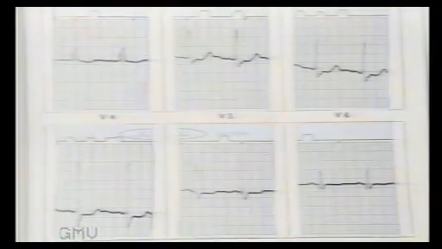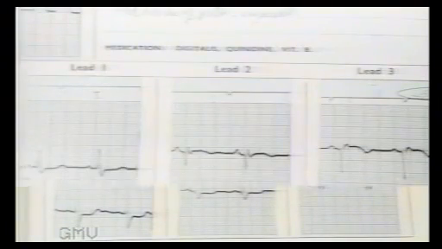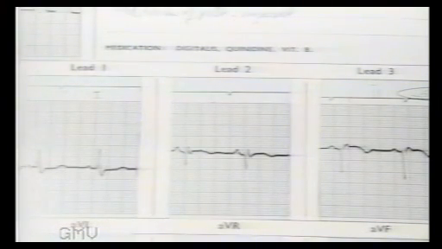Sometimes right bundle branch block may be associated with left anterior hemiblock because both bundles have common blood supply. This ECG shows RS-R' pattern in V1 and broad shallow S wave in V5 and V6. So this is right bundle branch block, but in limb leads there is left axis deviation. So this is a right bundle branch block with left axis deviation or right bundle branch block with left anterior hemiblock.